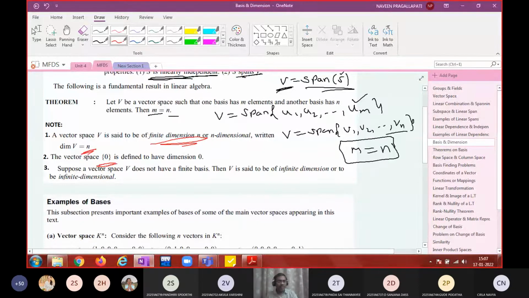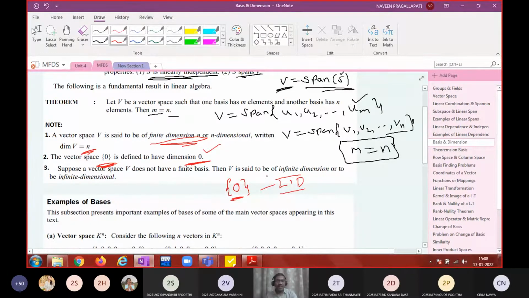And you know, singleton zero also forms a vector space over the field of real numbers or any field. This cannot be generated by any non-zero vector, except zero. But I said any set containing zero is going to be linearly dependent. Therefore singleton zero does not have any basis. Therefore we say it is a null space having zero dimension. So any space with zero dimension is nothing but singleton zero.